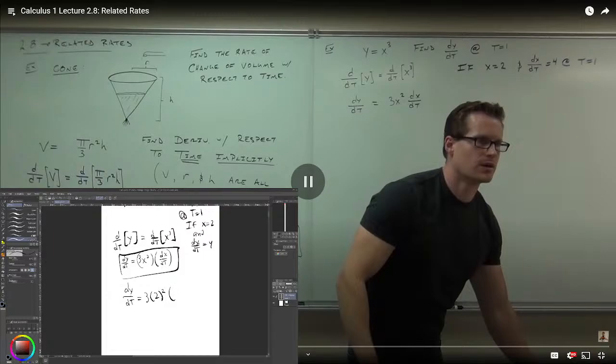So this would be the rate of change of x with respect to t, which is 4.